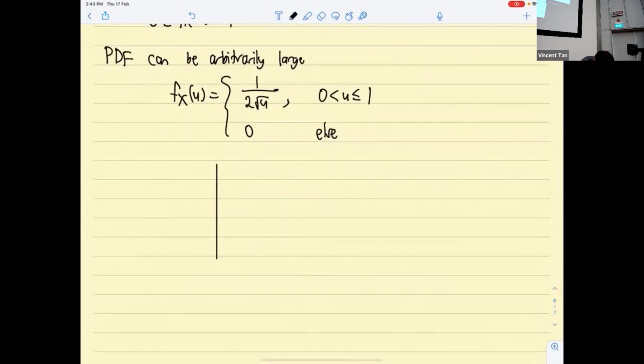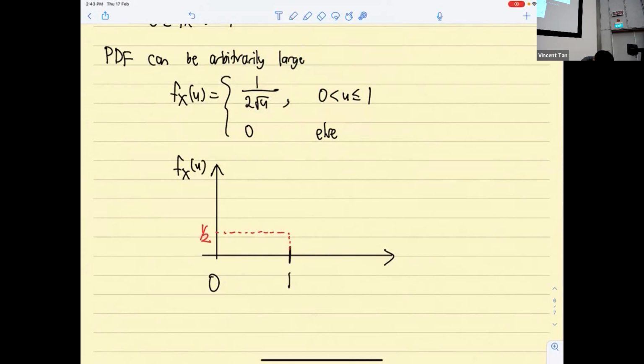So the picture is as follows. You have this is 1, this is 0. And our f_X(u) is the following. At 1, we are at half here, because if I substitute u equals 1 here, I get exactly half. Now, the support is only between 0 and 1, excluding 0, including 1. So it looks very much like this. Can you see? So that is our curve f_X(u).